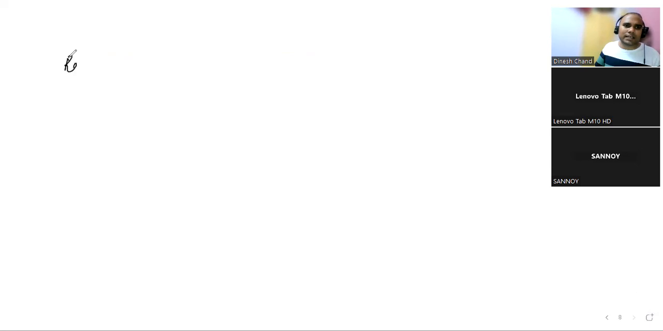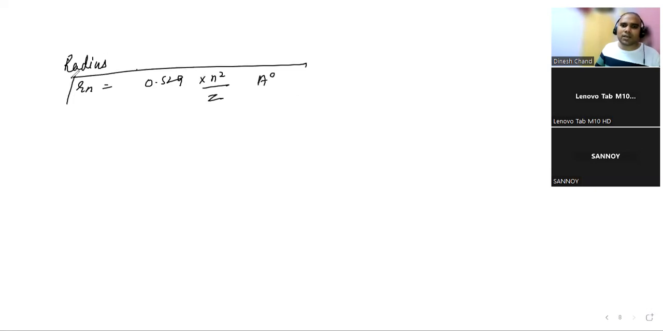So simple. What is the radius formula? Rn is equal to 0.529 into n square upon Z. This is there. So it is coming in Angstrom, and you can convert Angstrom into any of the units.